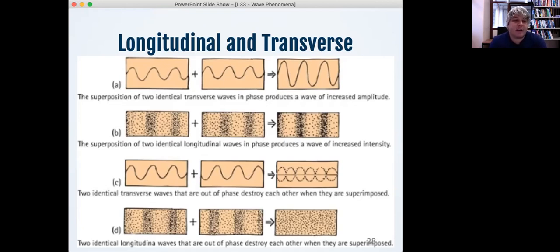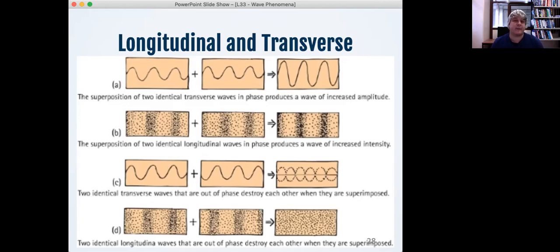The exact same things happen in rows B and D with longitudinal waves, or sound waves in this case. In B, we've got two sound waves with the compressions lining up and they become even bigger compressions. They become more dense for those compressions and we get an increased intensity, increased amplitude. Remember, that's what amplitude was. Amplitude was more compression and more spreading out for that rarefaction. And row D, we get the opposite.